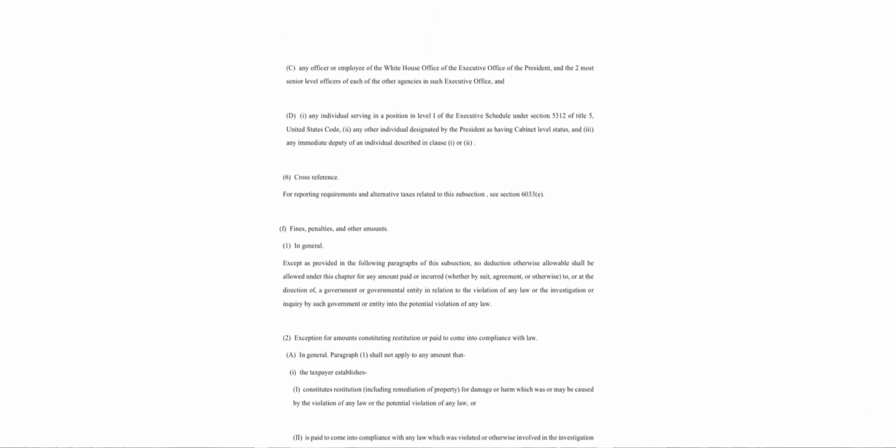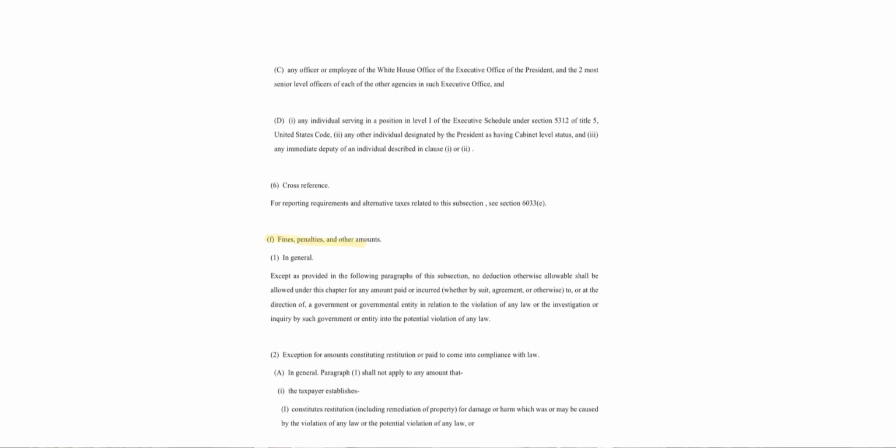All right. F, fines, penalties, other amounts. Ooh, this looks interesting. In general, except as provided in the following paragraphs, so let's make sure we read that. No deduction otherwise allowable shall be allowed under this chapter. So chapter, so that's for income tax, for any amount paid or incurred, whether by suit, agreement, or otherwise, to or at the direction of a government or governmental entity in relation to the violation of any law or the investigation or inquiry by such government entity into the potential violation of any law.